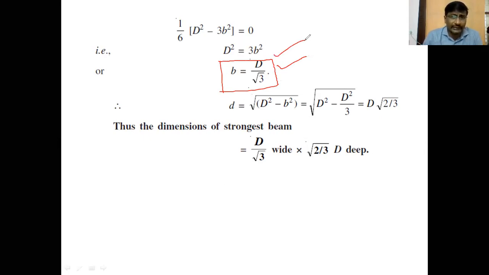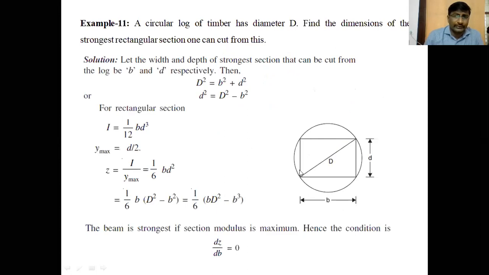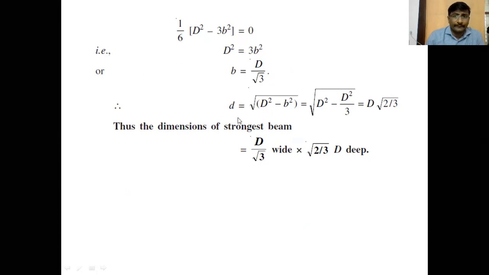After getting the breadth, how do we get the depth? We know the relation between b, d and capital D. So with b equal to D by root 3, d squared is equal to capital D squared minus b squared, that is D squared minus D squared by 3. Therefore d equals the square root of D squared minus b squared. From this we get the depth of the rectangular section, D into root 2 by 3. Therefore the depth of the section is root of 2 by 3 into D.